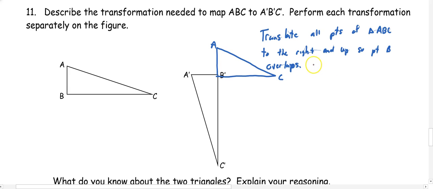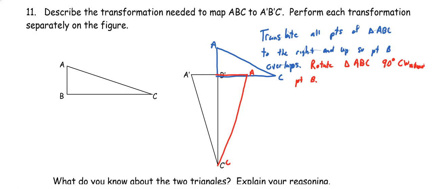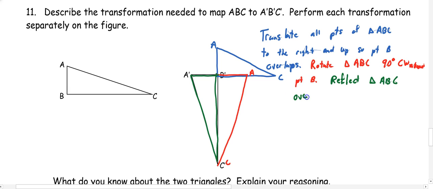Next, I'm going to rotate triangle ABC so that the tip of C is at the bottom. So I'm going to rotate 90 degrees clockwise, about point B, because I don't want point B to move. So when I do that, B stays put. Now I have A and C. And then my last transformation is I need to get it overlapping. So I'm going to say reflect triangle AB over the line or over the segment BC so that it flips onto the other triangle.